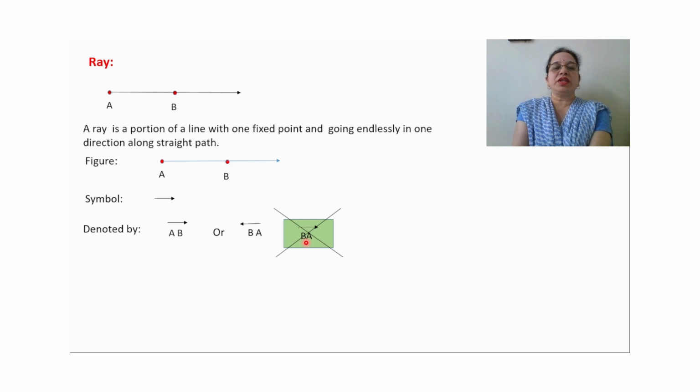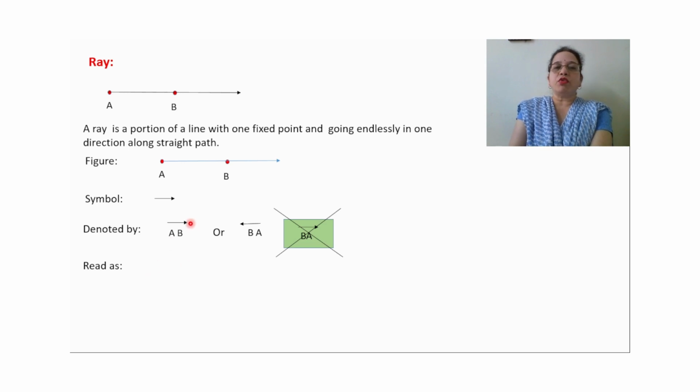We just cannot change the fixed points because, in a line segment, we have fixed points on both sides. A line can extend in both directions, but a ray can extend only in one direction. So while writing, be careful which one will be the fixed point and on which side we can increase. How do we read this?